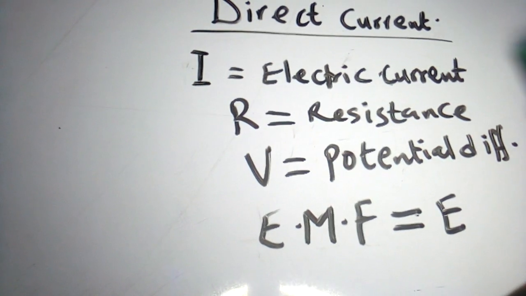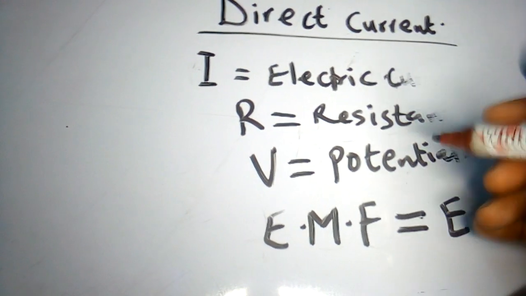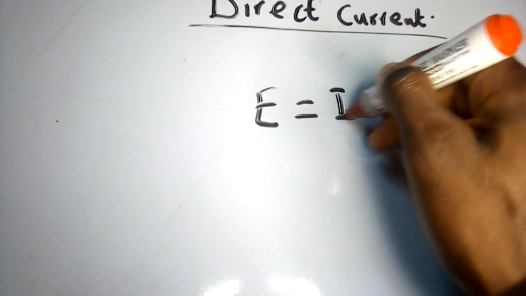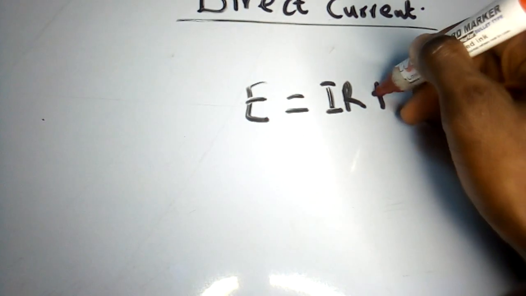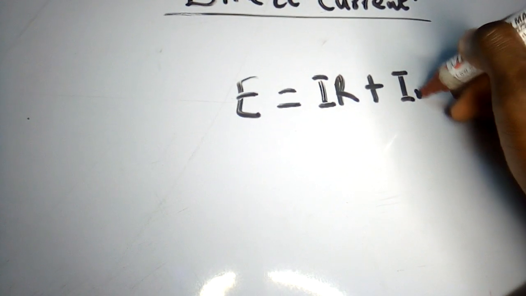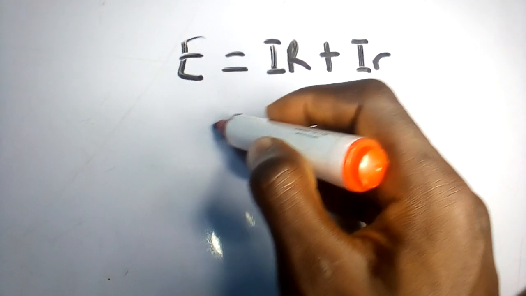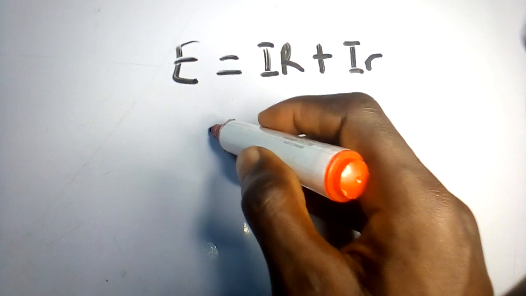So we can also write a formula connecting these four, and that is going to be E equals IR plus Ir. Now you could be asking, what is the difference between the big R and the small r? So I'm going to draw a circuit to explain that.